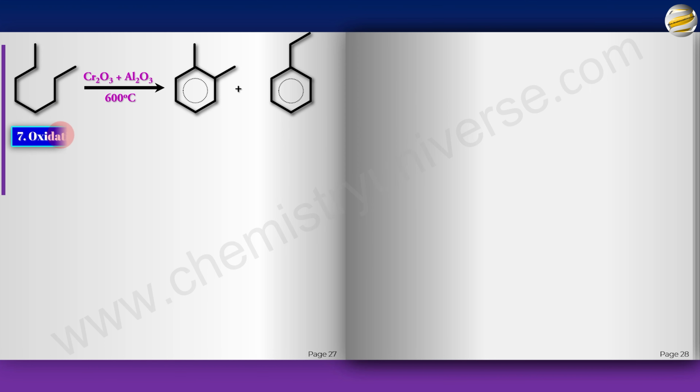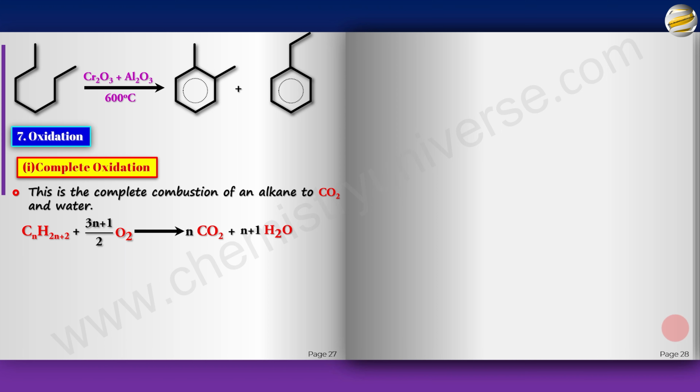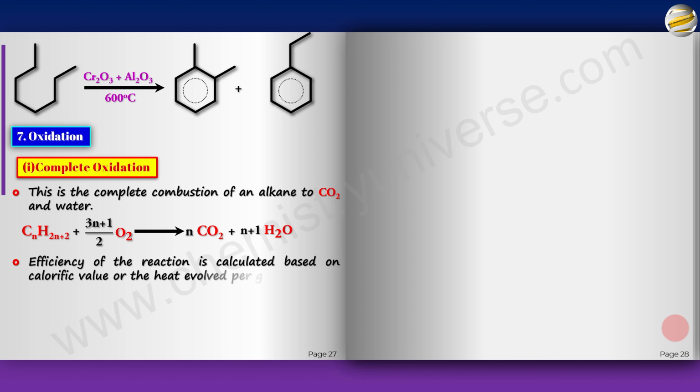The next one is oxidation. Now, oxidation has basically four ways of getting it done. You have complete oxidation. This is where you have direct reaction with oxygen, which we call combustion. CnH2n+2 plus (3n+1)/2 O2, and you get nCO2 and water. Now, the efficiency of this reaction is calculated as calorific value, which is the heat evolved per gram of fuel.